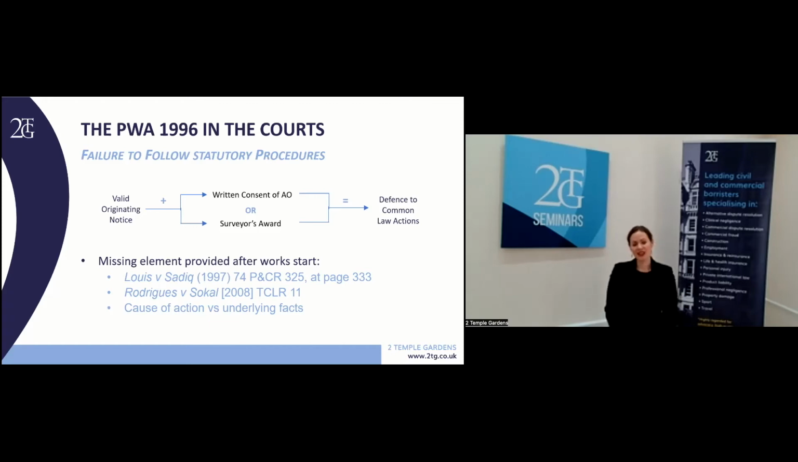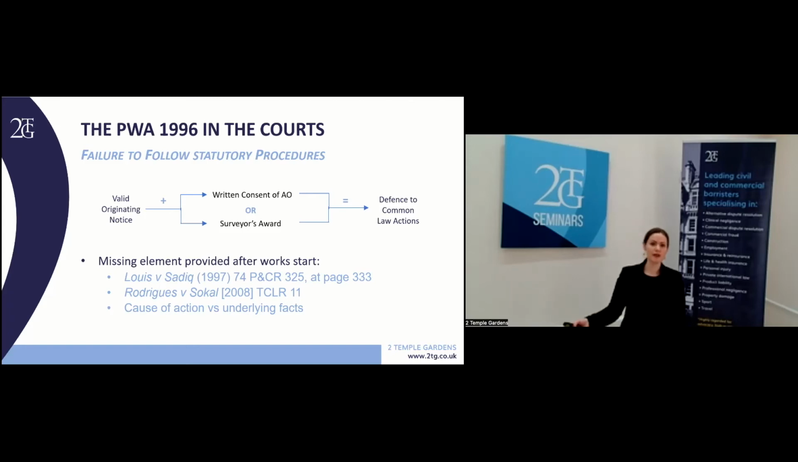But what about the situation where the missing element, the valid originating notice, is provided, but it's provided after the works have started, but before a claim is instituted? For example, let's assume that works to a party wall started in April without the adjoining owner knowing anything about them. Then in June, the building owner serves an originating notice and the adjoining owner consents to the works.